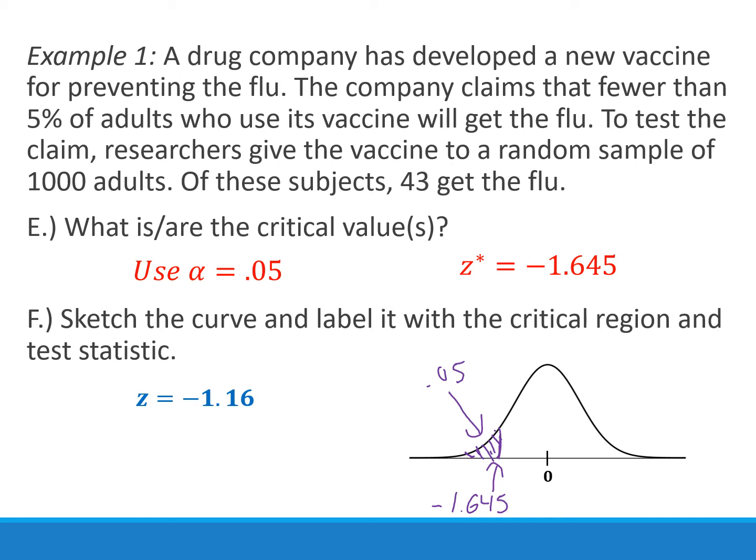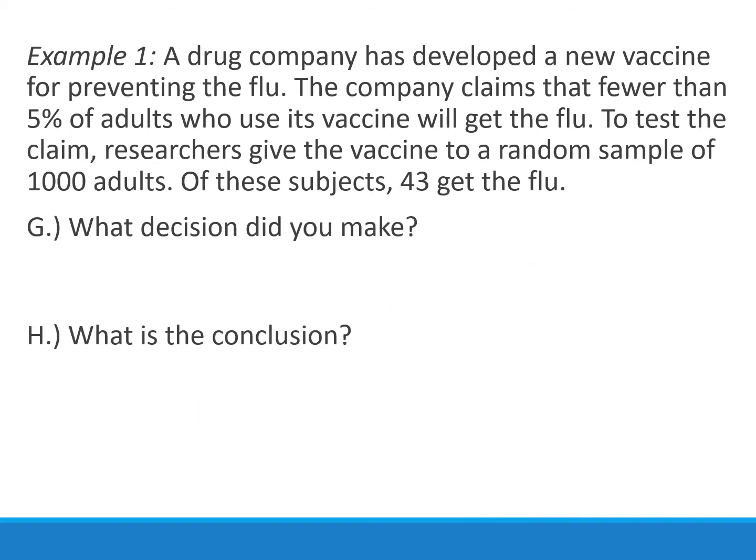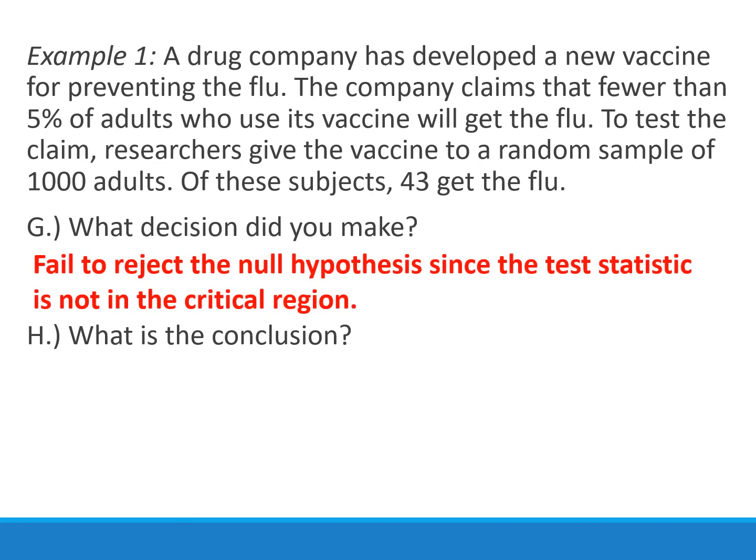Okay, now we want to put our test statistic on this graph. So we just found that test statistic was negative 1.16. We have 0 right in the middle of our curve here. We got a negative 1.16. That's not quite in this area right here. So let's say we put it like right here. Okay, the key thing about this test statistic is it's not in the shaded region. And because of that, we are going to fail to reject the null hypothesis since that test statistic is not in the critical region.